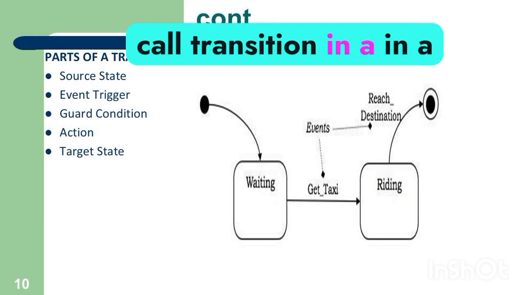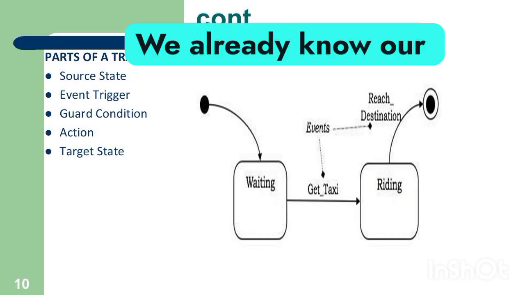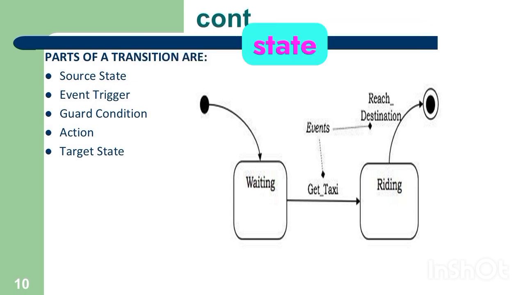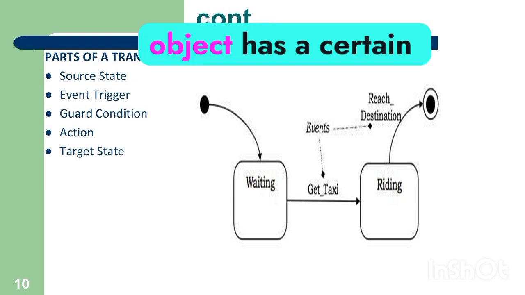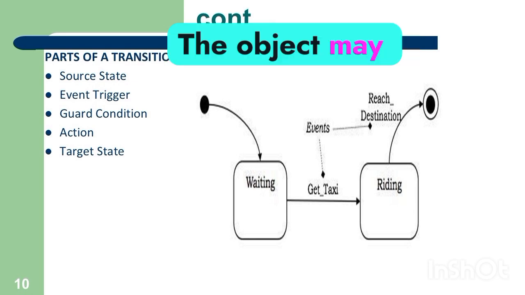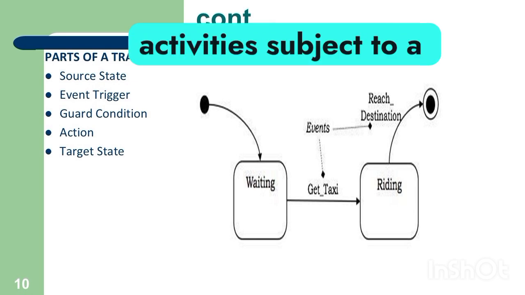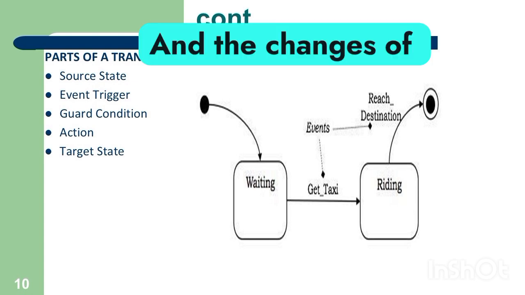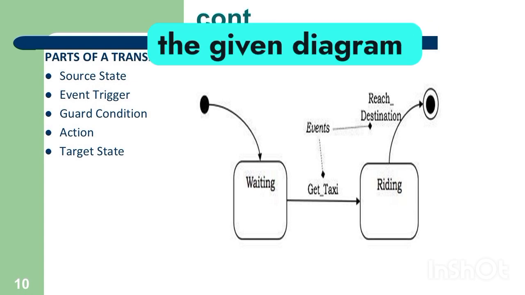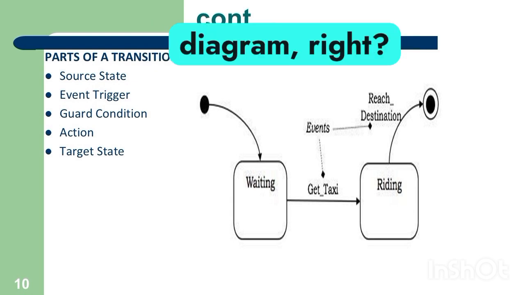transition in a state. We already know our transition is the change in state of an object. If the object has a certain state when the events occur, the object may perform certain activities subject to a specified condition, and the change of that state is what we refer to as transition. We have seen it in the given diagram before, this very particular diagram, right?